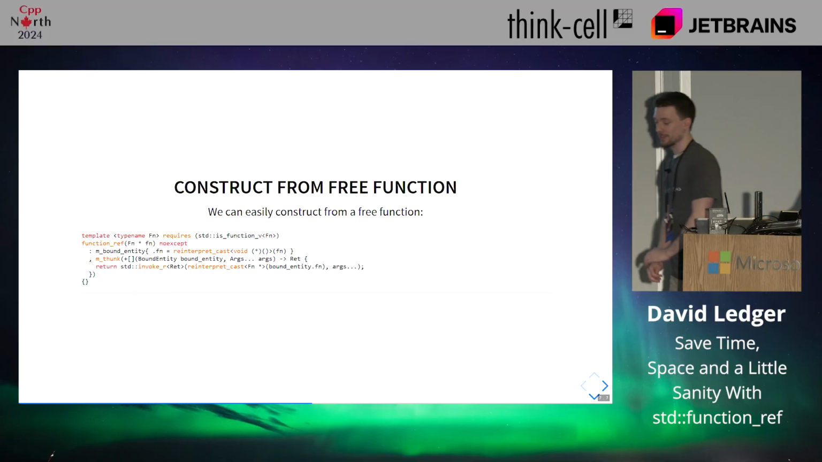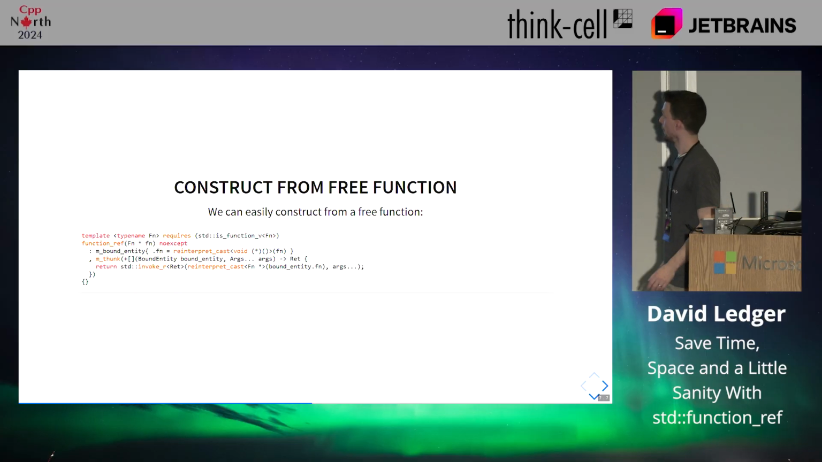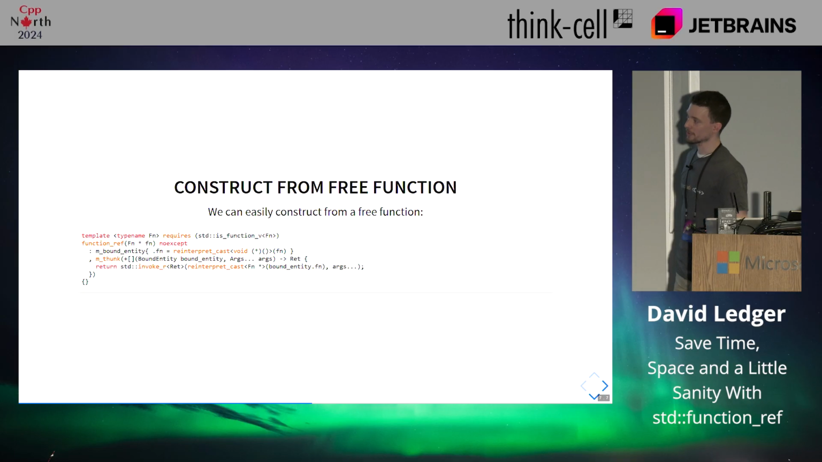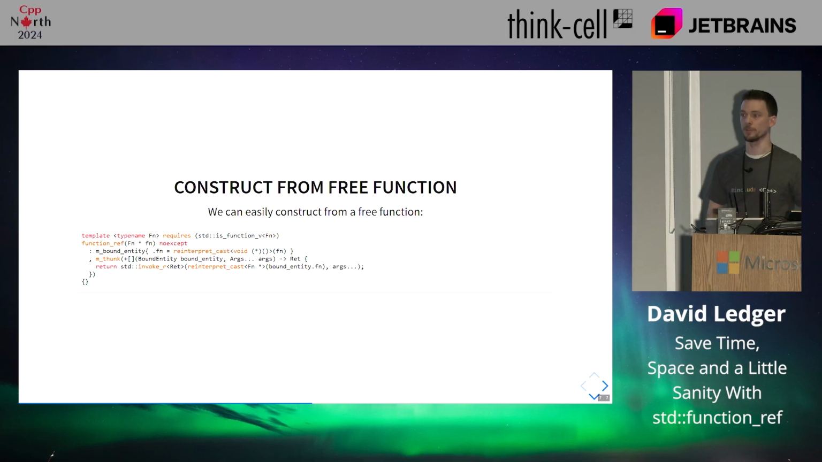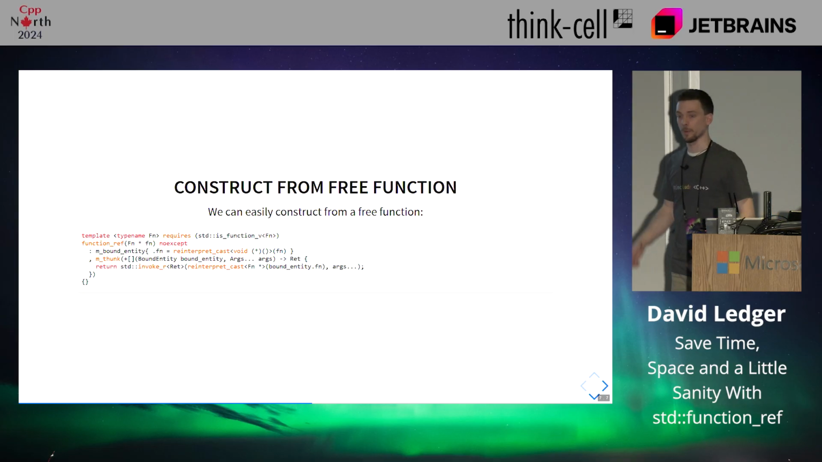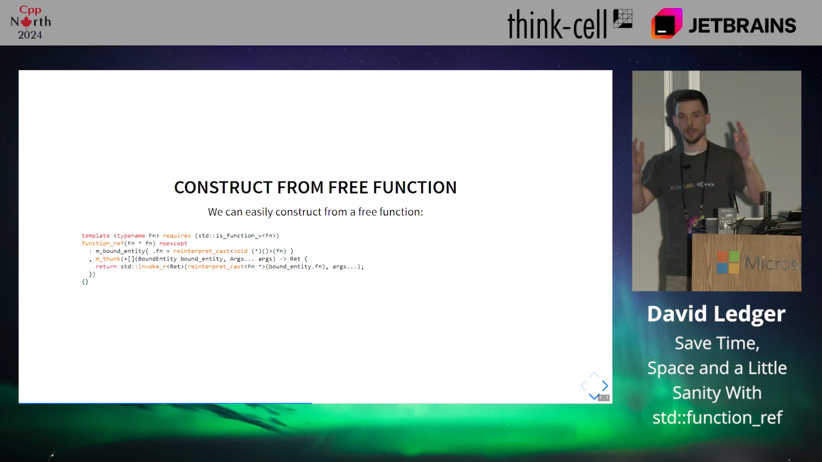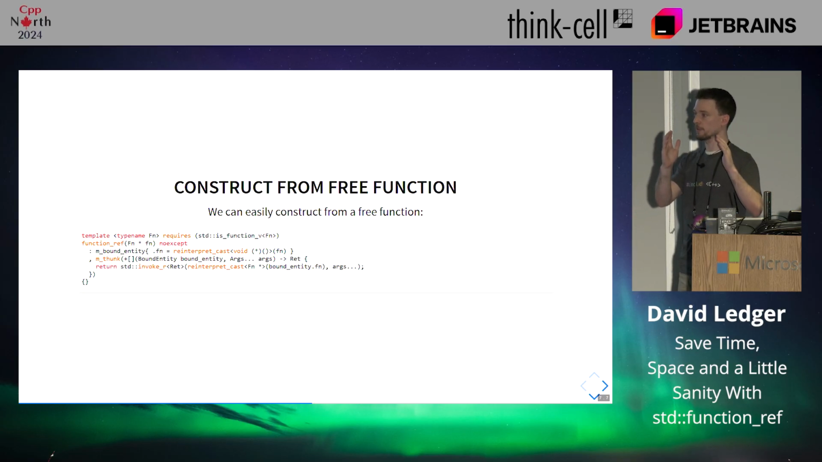The constructors can construct from free functions. We've shown how to do that. But this is how that constructor is made. We have to cast our function pointer. And this might seem a bit strange. Why wouldn't we just store the function pointer verbatim? We know the type of the function pointer, right? We have the function type in the signature of our function ref.